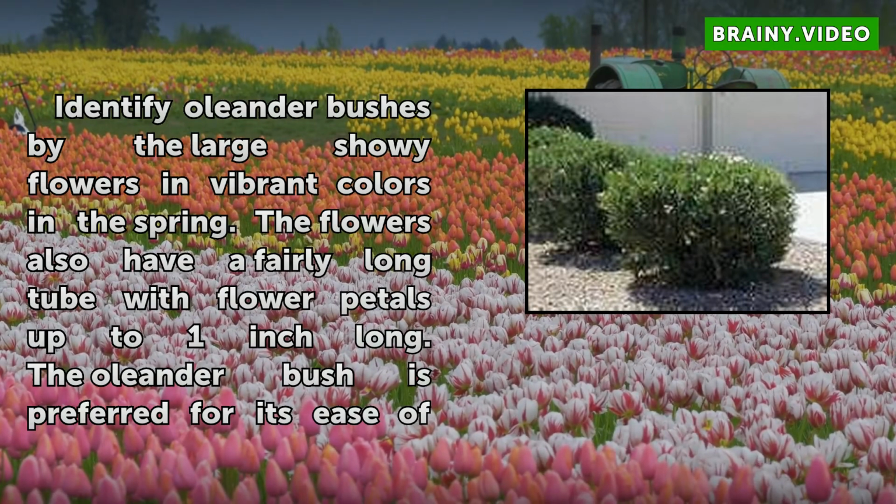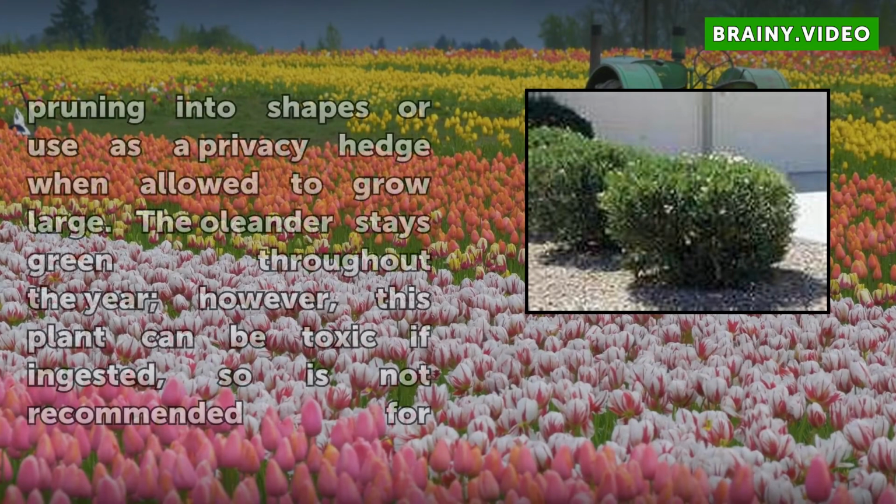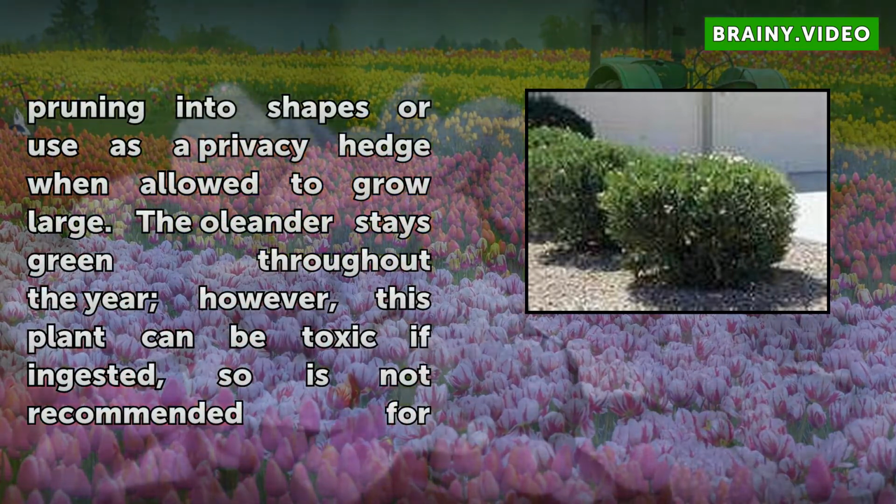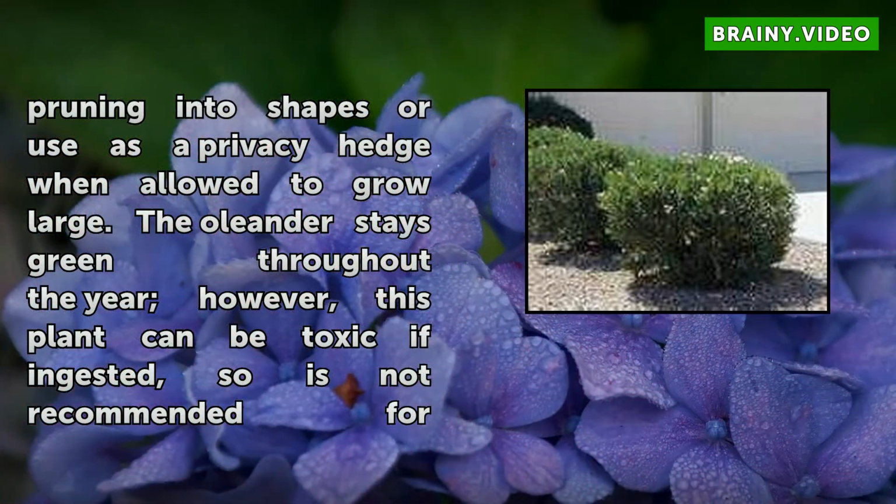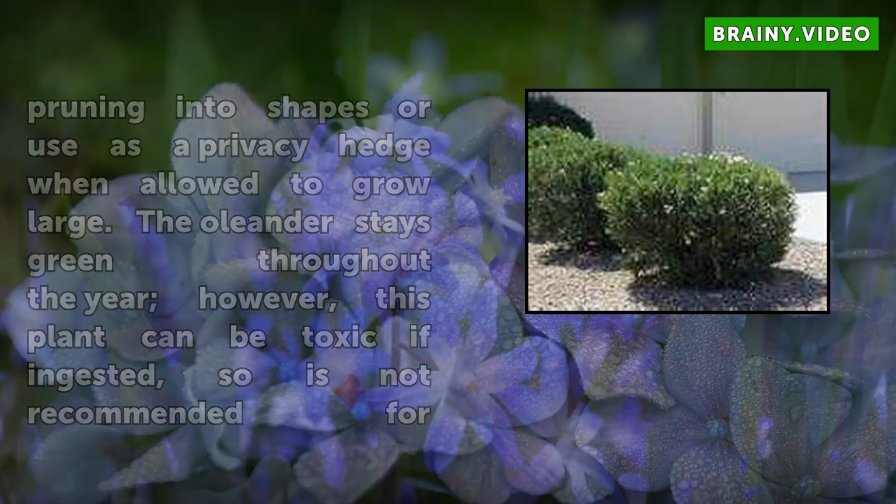The oleander bush is preferred for its ease of pruning into shapes or use as a privacy hedge when allowed to grow large. The oleander stays green throughout the year, however, this plant can be toxic if ingested, so is not recommended for households with pets or children.